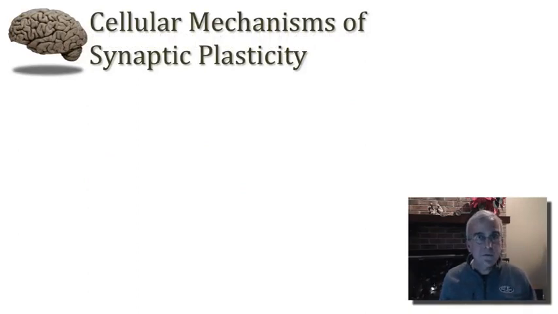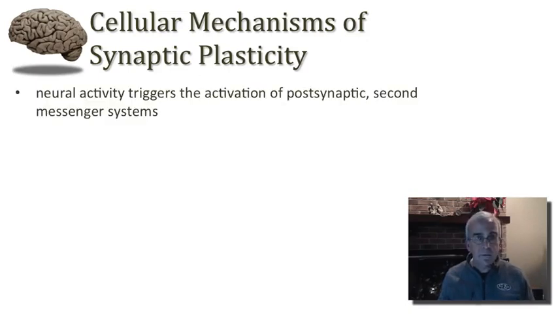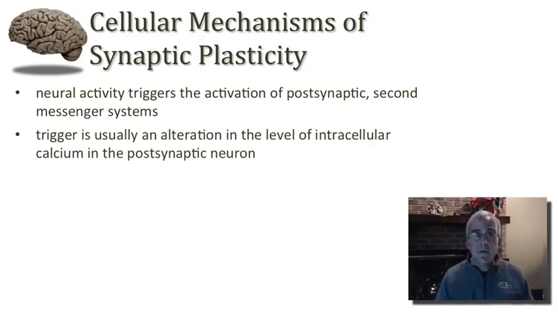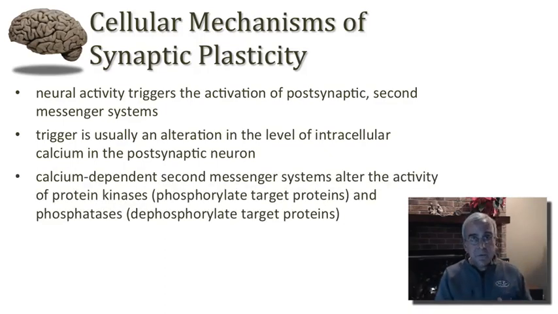Okay, we've gone through this a few times already, and we'll do it again. Very briefly, just to remind you of our cellular mechanisms of synaptic plasticity. Well, this begins with neural activity triggering the activation of postsynaptic second messenger systems. That trigger is typically an alteration in the level of intracellular calcium that's free in the cytoplasm of the postsynaptic process.